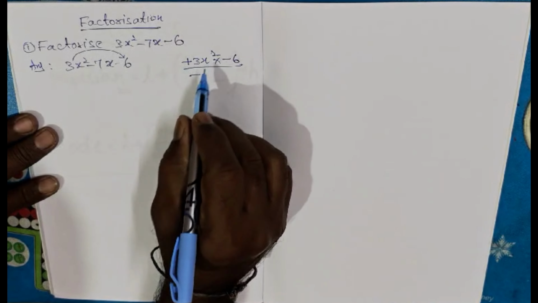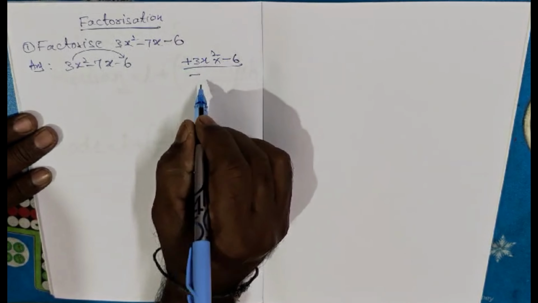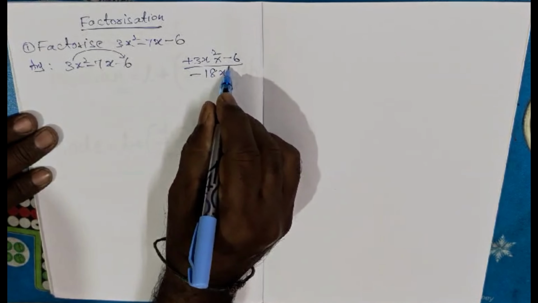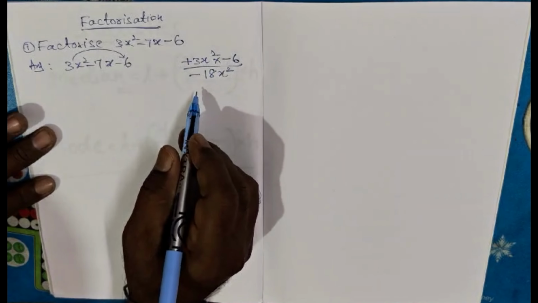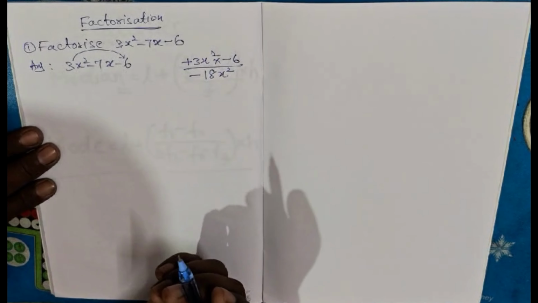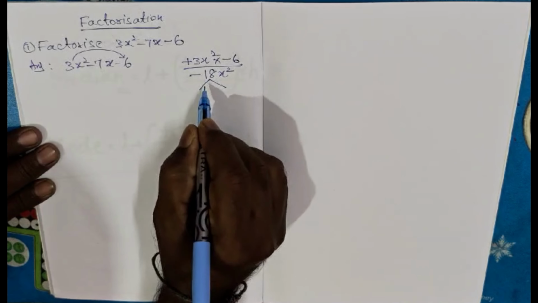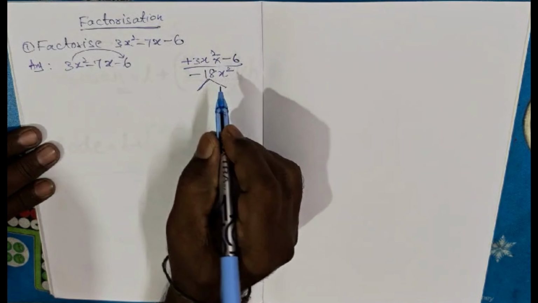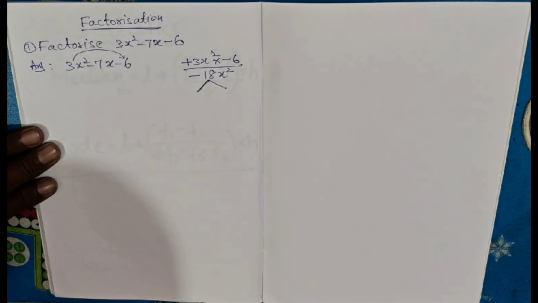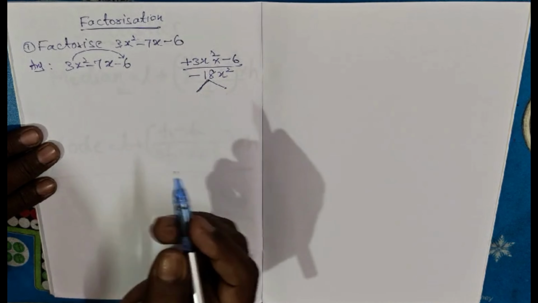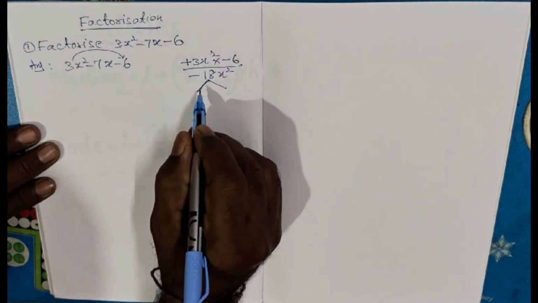Next, numbers: first signs you multiply, then numbers you multiply. 3 6s are 18, and the variable only x square is there, that you have to write. This is the product. Now we have to choose the tables of 18, in which tables 18 comes. Different tables we have to choose, and the suitable factors we have to select here. That I am going to explain now in detail.